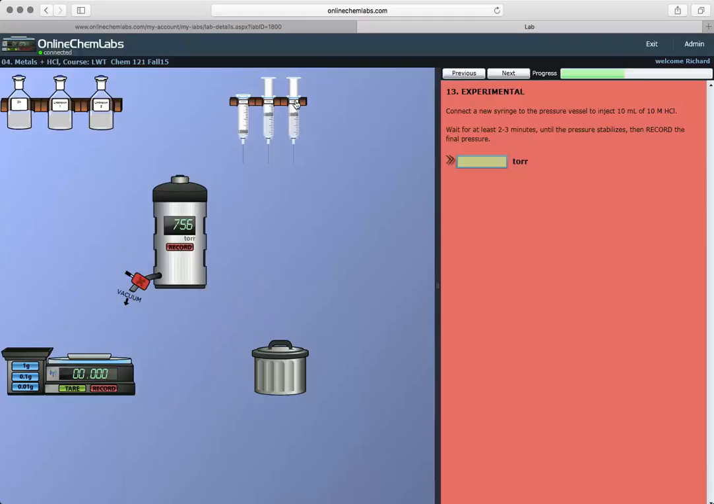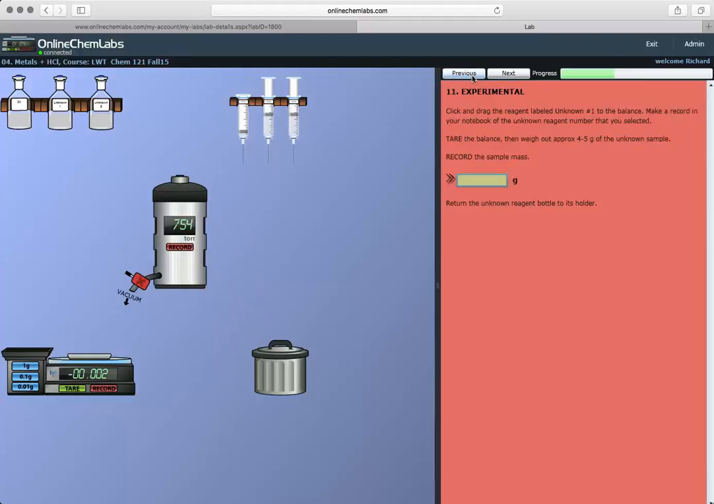And you'll have to dump the stuff out, just like you did before. It's the same thing. I'm just going to give you another quick demonstration. In this case, it's an unknown, and you just click however many times it says. I think it says 4 to 5 grams this time. Let's put a little more in there. We don't want to max out our measurement system. Then we record that mass and go to the next page.